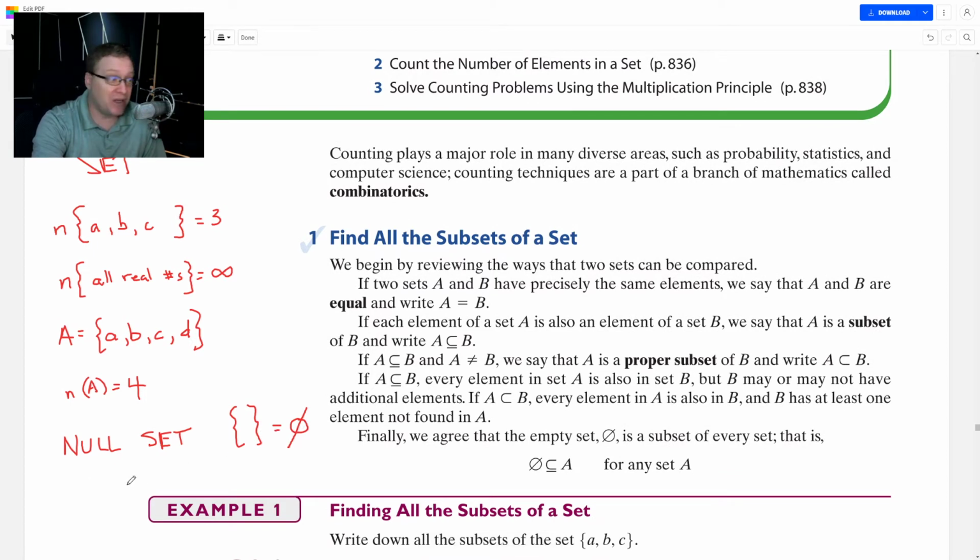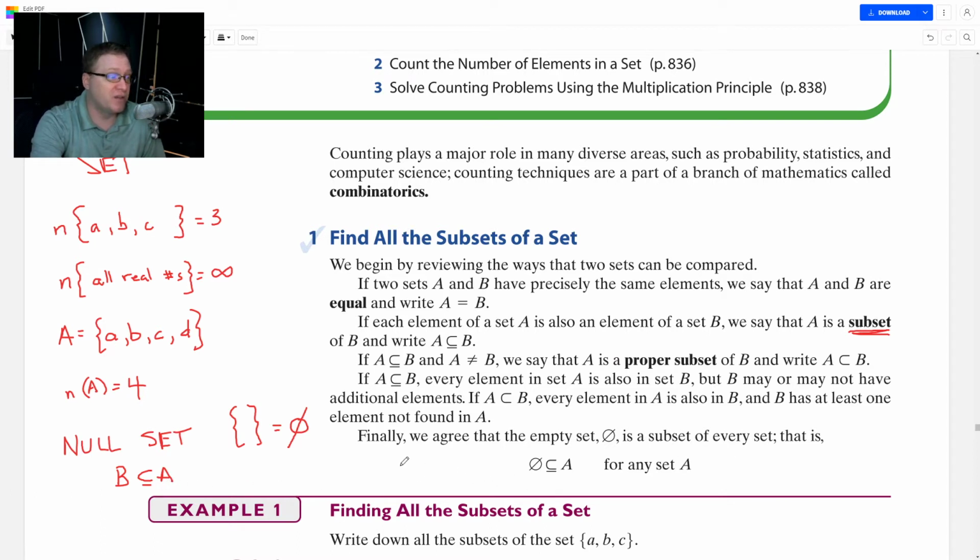Another symbol that we need to know is this, all right? What is this? If I write that B, and then I write this thing, and then A, this means that set B is a subset of set A. That means the things that are in B are a part of the things that are in A.